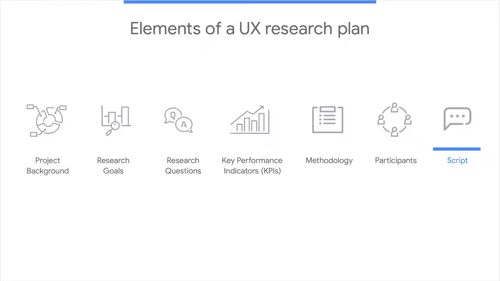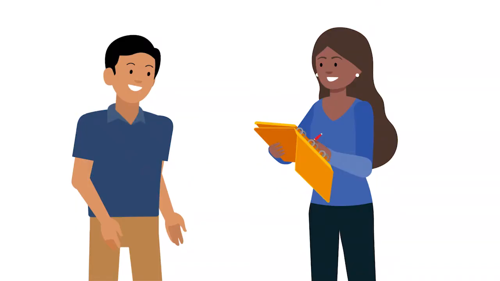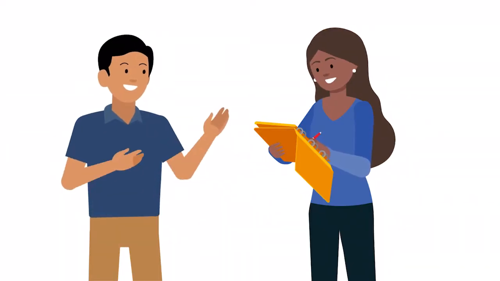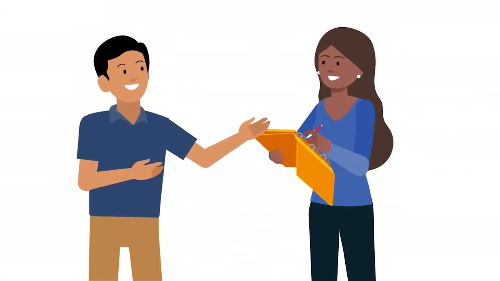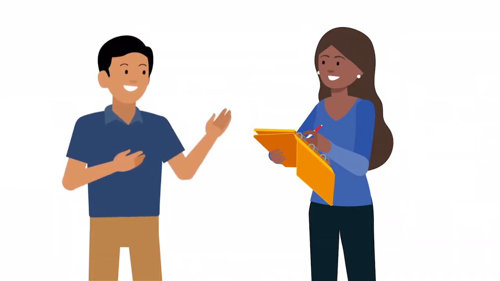Finally, we've made it to the last element of your research plan, the script. Keep in mind that the script is sometimes also referred to as the discussion guide. Interviewing users isn't just chatting with people. It's about getting to the core of what a user is trying to do, how they think and feel, and what their problems are. Your interview questions should be well thought out, consistent between the participants, and purposeful to get the data you need for useful insights.